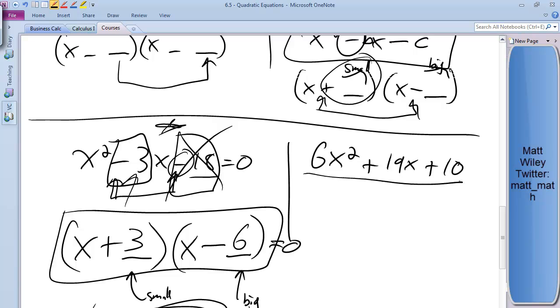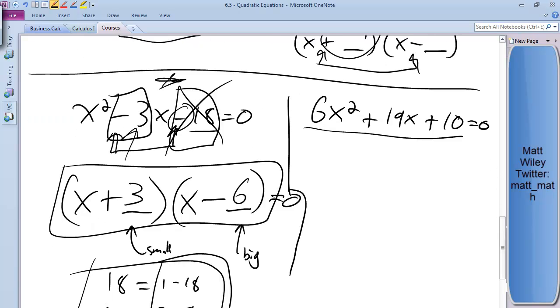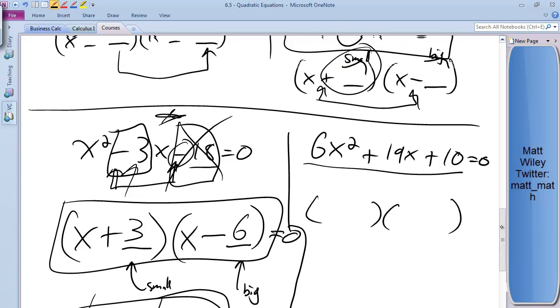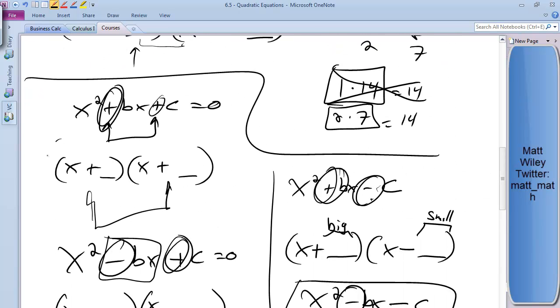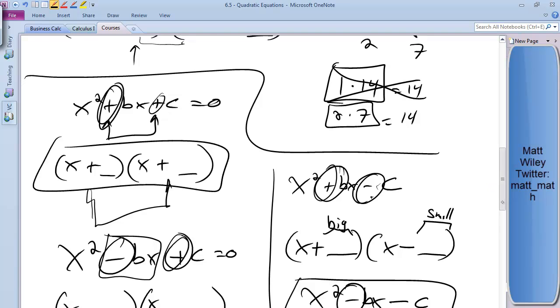Let's look at this one. This guy's got a little more going on for him. 6x squared plus 19x plus 10 equals 0. Again, I'm going to pull it apart into pieces because all of these are positives. I go back up to my pattern and see that means that my 2 possible answers are going to be positives here.